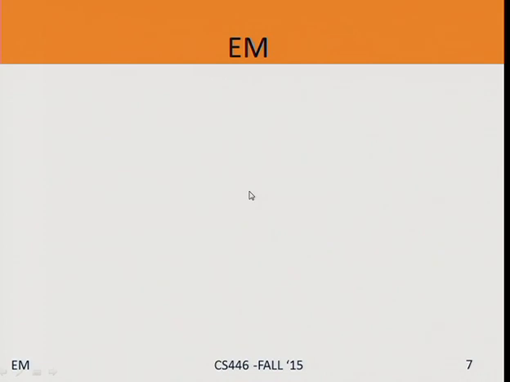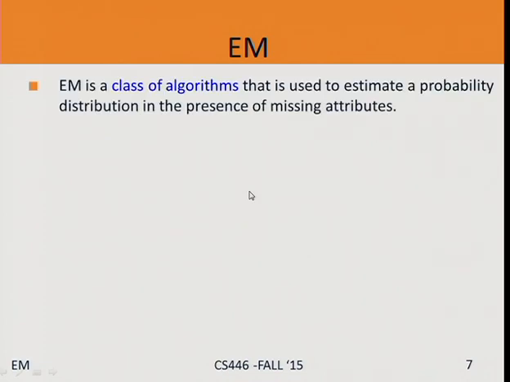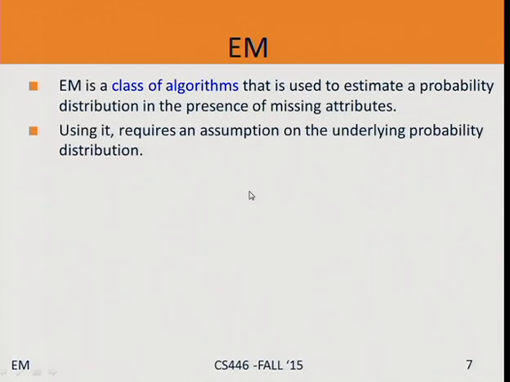So let's make this a little bit more concrete. The algorithm that we're going to pursue is called EM, expectation maximization, for a reason that we'll see a little bit later today even. It's a class of algorithms, just like naive Bayes is a class of algorithms. It depends on the underlying probability distribution that you're assuming, that is used to estimate the probability distribution in the presence of missing attributes. What's missing here is the label. You got data, you don't know whether it's an N data or a V data.